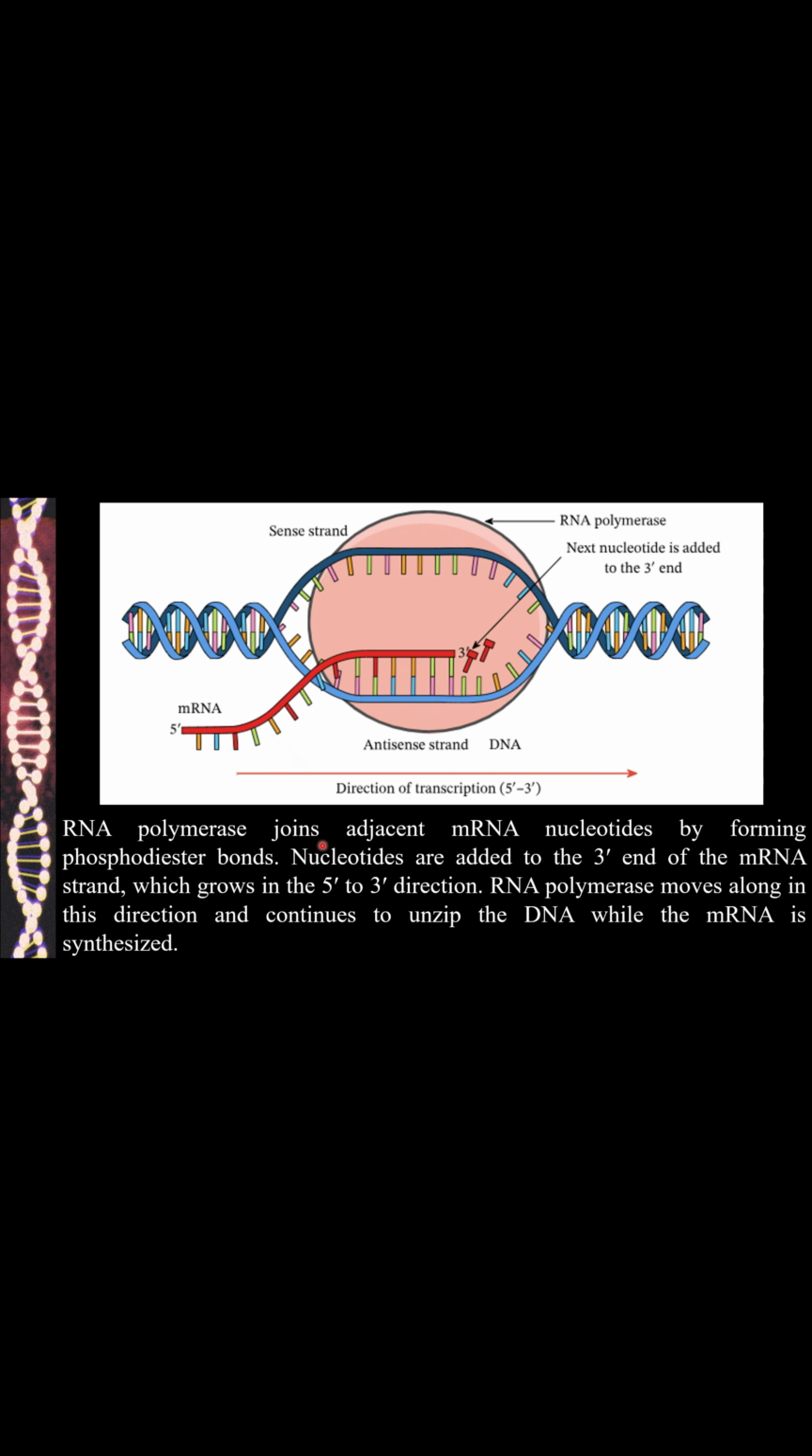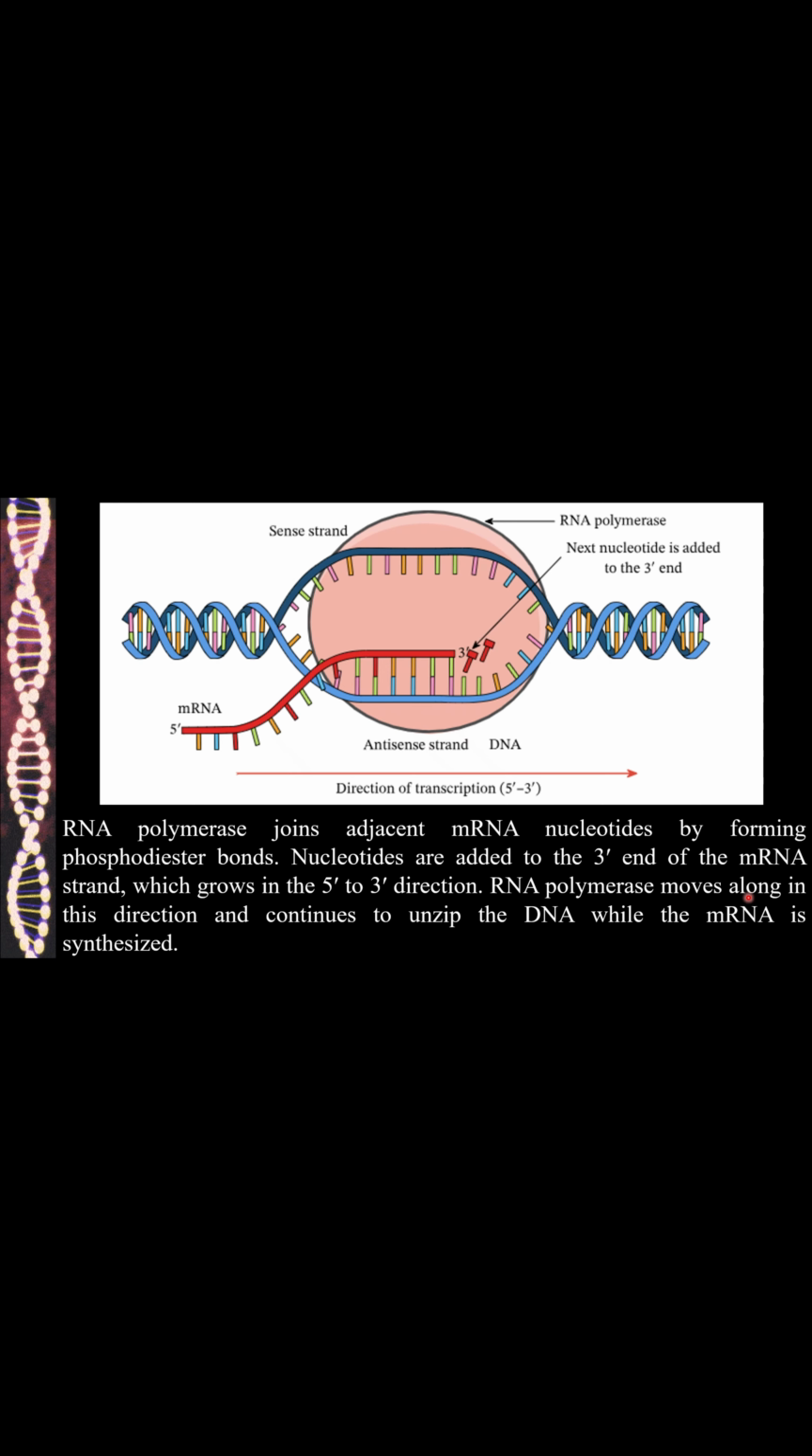RNA polymerases join adjacent messenger RNA nucleotides by forming phosphodiester bonds. So the 3' hydroxyl and the 5' end of the new upcoming nucleotide form the phosphodiester bond. Nucleotides are added to the 3' end of the messenger RNA strand, which grows in the 5' to 3' direction. So it will grow in the direction of 5' to 3'.